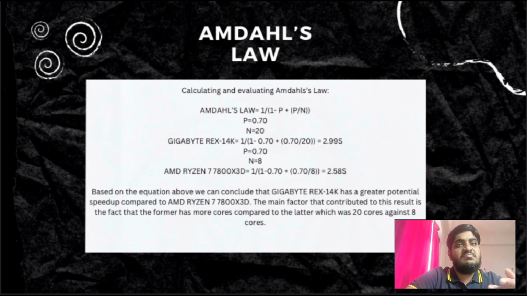Meanwhile, AMD Ryzen 7 7800X3D obtained 2.58 seconds. Based on the equation above, we can conclude that Gigabyte Rex 14K has a greater potential speedup compared to AMD Ryzen 7 7800X3D. The main factor that contributes to this result is basically that our own homemade CPU Gigabyte Rex 14K has more cores compared to our rival CPU AMD Ryzen 7 7800X3D, which is 20 cores against 8 cores.